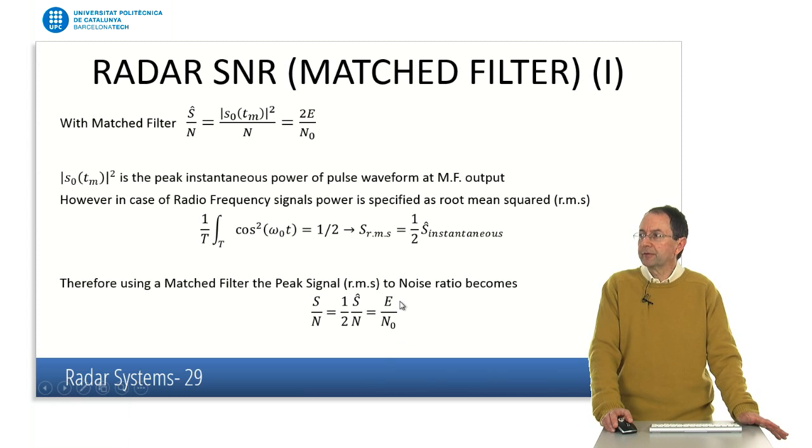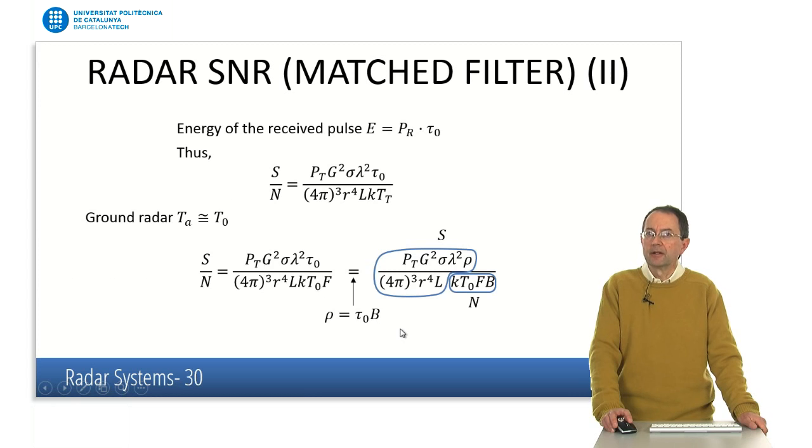So now we have the ratio between the energy of the echo and N0, the spectral density of noise parameter. Now, let's use this expression, because the energy of the pulse is just the product of the received RMS power, multiplied by tau 0, the duration of the pulse. And then we have the expression of the received power we have seen before in the radar cross-section chapter.